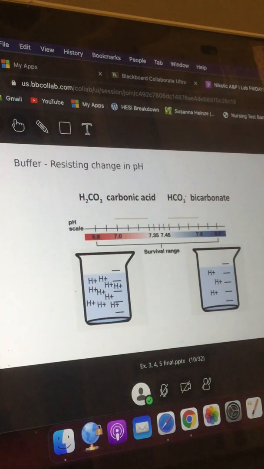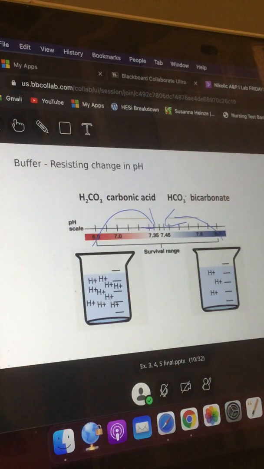So the big thing about the buffer for this last one is we want to maintain this pH, 7.35 to 7.45, right? And with that 7.35 to 7.45 range, we have to be able to manipulate the pH by either making it more basic, going this way if it's too acidic, or conversely, we want to make it more acidic if it's too basic.